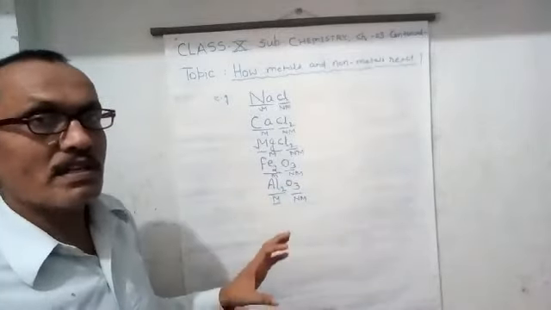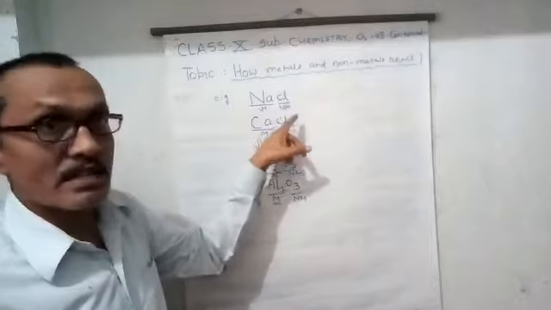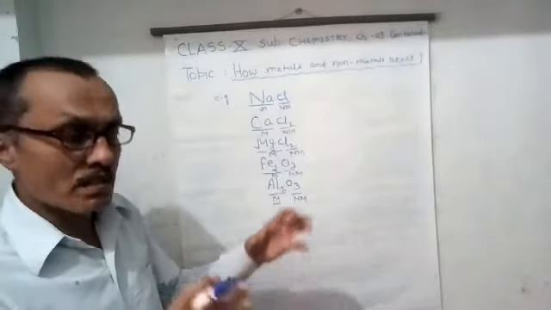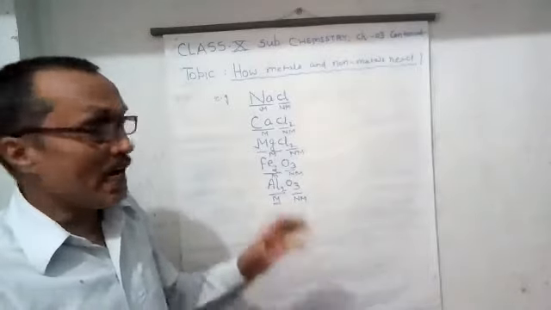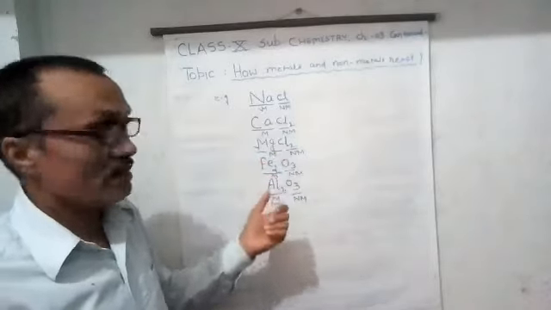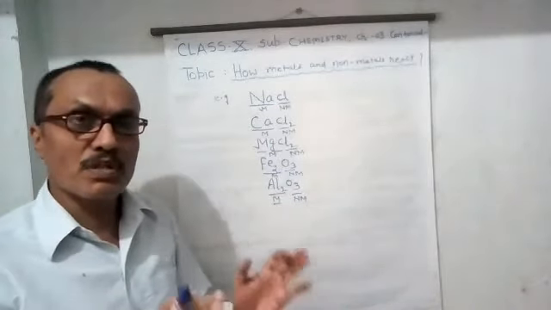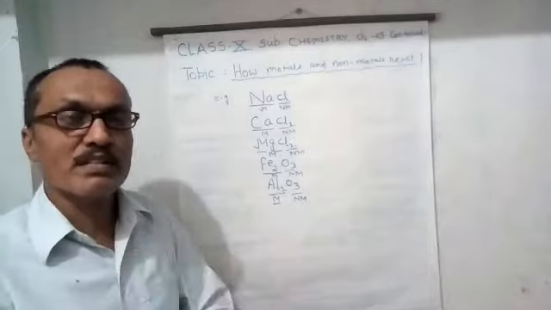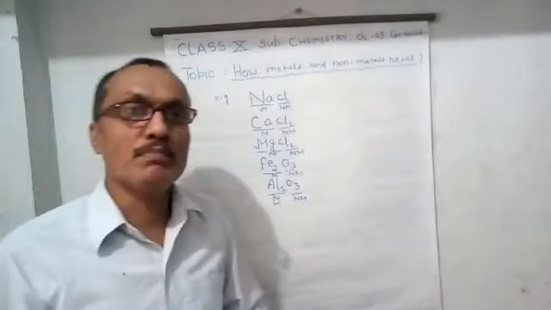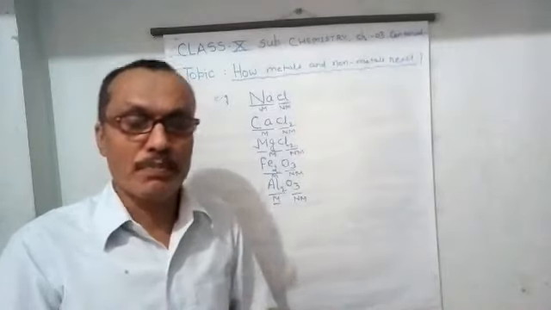We have to learn here how these two different types of atoms combine together, react together, and form compounds like them. It means we have to learn how sodium chloride is formed, how magnesium chloride is formed, how calcium chloride is formed, and how aluminum oxide is formed. We have to learn this in this topic.